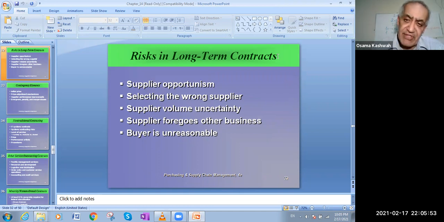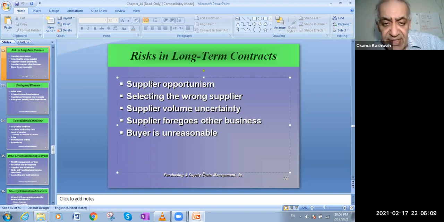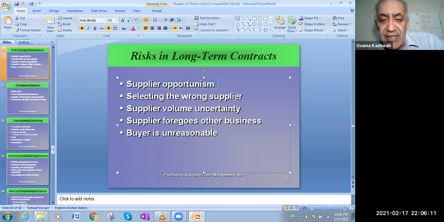Though we have benefits of long-term contracts, there are still some risks. Like we talked about the advantages, there are also disadvantages. What are the risks? Supplier opportunism, that's right. And selecting the wrong supplier. If I selected the wrong supplier and I signed a contract with him for 5 years, then I'm in a very bad situation. Supplier volume uncertainty.